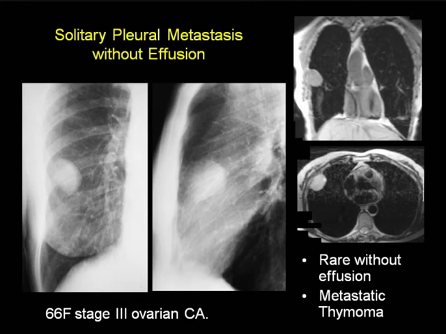Thymoma. For reasons which are not clear, to me at least, metastatic thymoma characteristically gives you pleural masses without effusion. So if you see a pleural mass that you think might be a metastasis, make sure you look in the anterior mediastinum. I've seen at least two cases where people recognized the pleural disease and missed the mediastinal mass, and missed the diagnosis as a result of it.